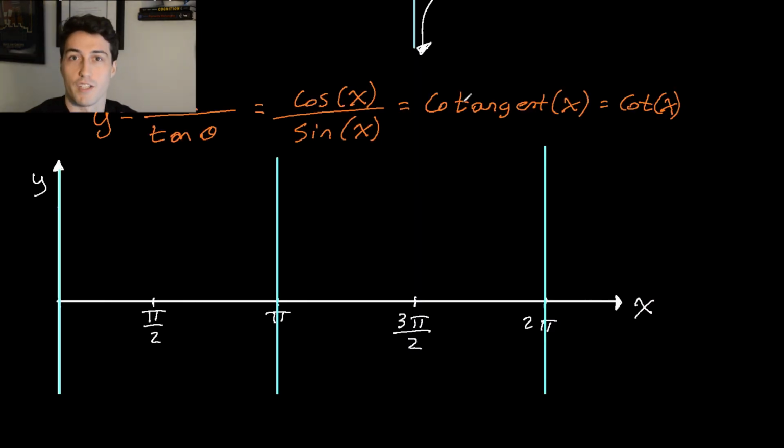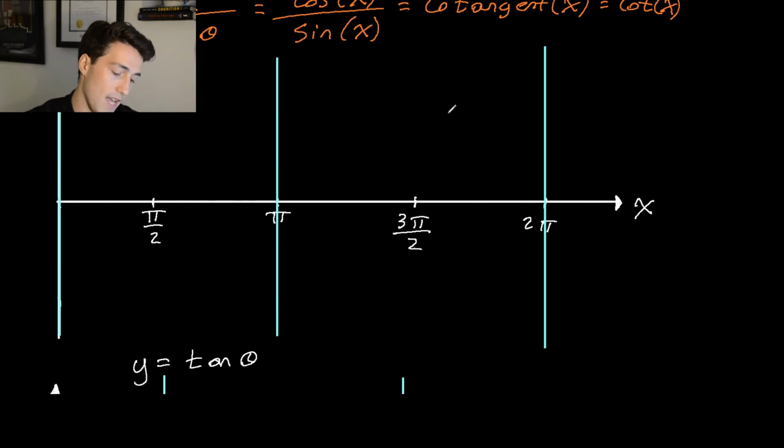So cotangent is just the reciprocal of tangent. And if tangent's sine over cos, that means cotangent is just going to be those flipped, so it's going to be cos over sine of x. So now the vertical asymptotes are going to appear wherever sine is 0. And we know sine is 0 at 0, pi, and 2 pi. So that's where we draw these blue lines which represent our vertical asymptotes.